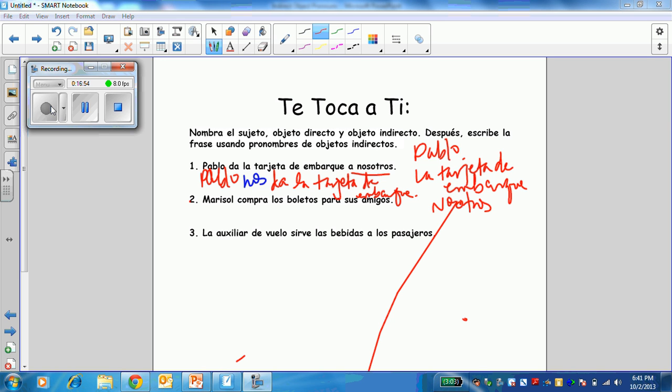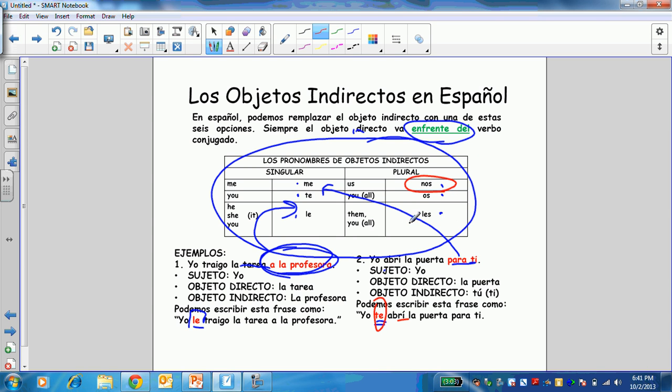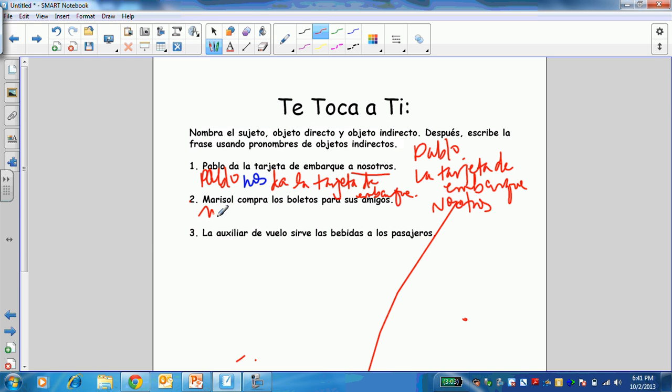Okay, here we go. Número dos. Marisol compra los boletos para sus amigos. Marisol is the subject. Los boletos is the direct object because it's what's being bought, and sus amigos is the indirect object. So we're going to say sus amigos would actually correspond with les, okay, for them. So we're going to say Marisol les compra los boletos.